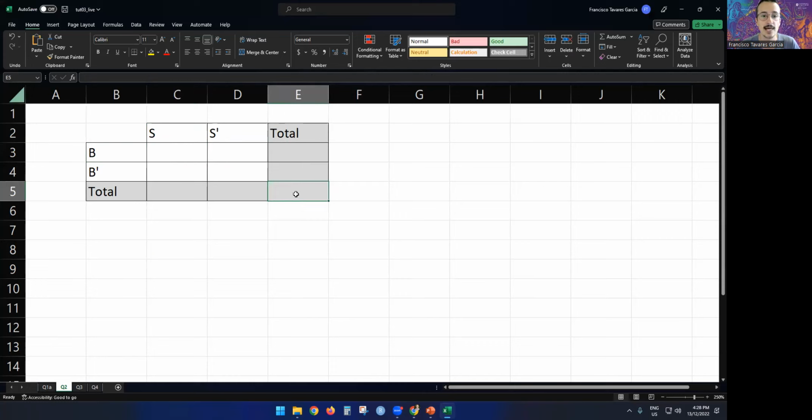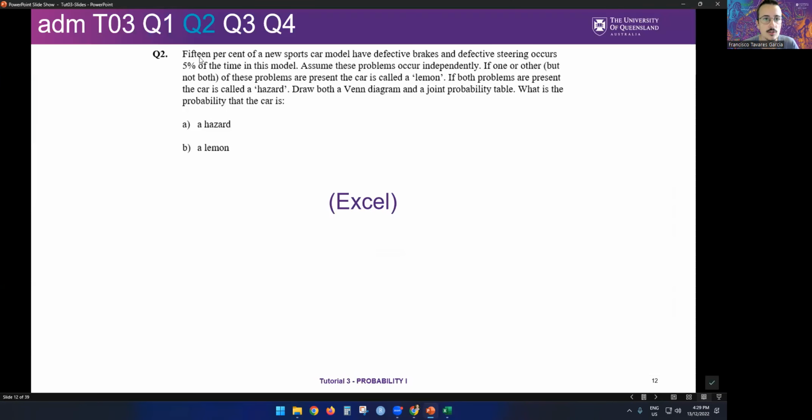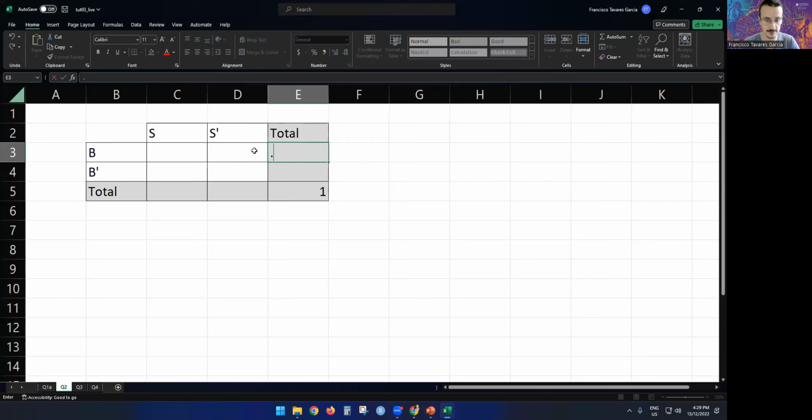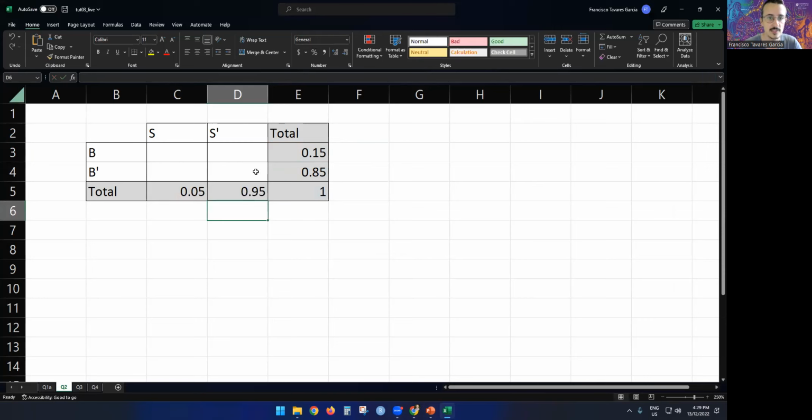Now let's go. So the total of our matrix is 1, right? 15% of new sports car models have defective brakes. So brake, 0.15. So the chance of not having the brake defective is 1 minus 0.15, 0.85. Now for steering, it was 0.05. Same thing, the difference equals 1 minus 0.05, 0.95.